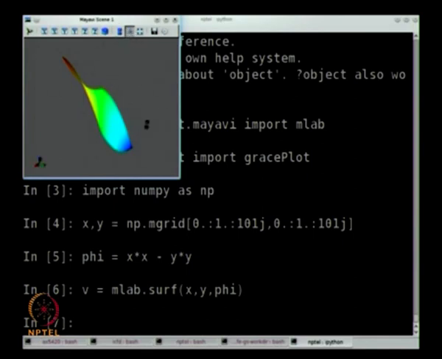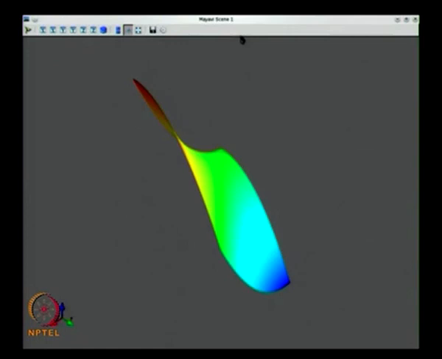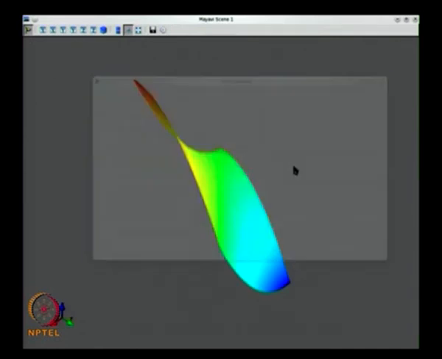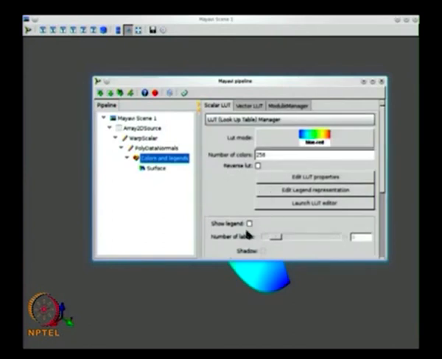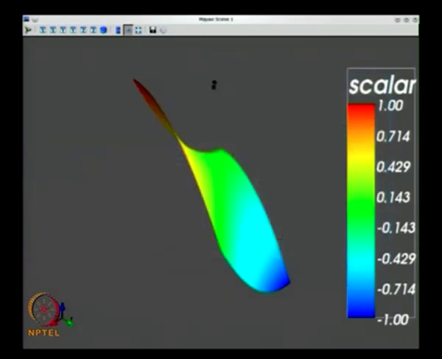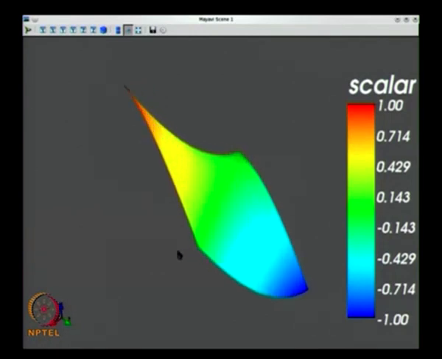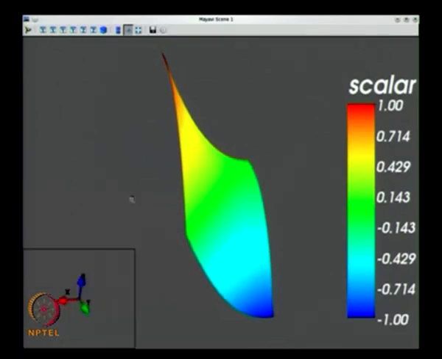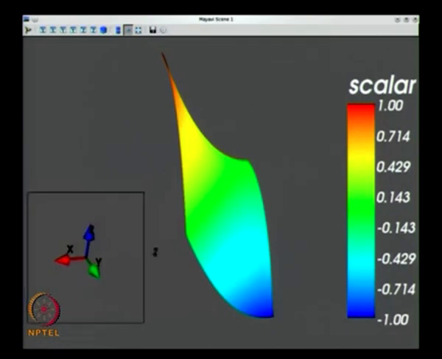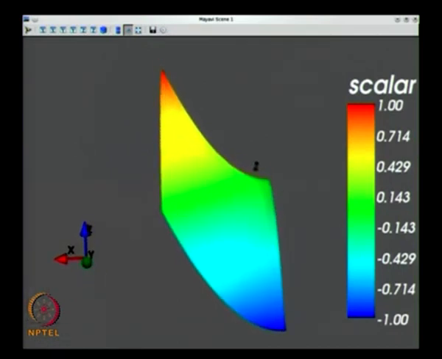Now one of the things that I like about Mayavi is that you can interact with it. Let me maximize it. I'm going to add a legend to it, so that we can see what it is. So it goes from -1 to +1, and the coordinate system is at the bottom left hand corner. If you can't see the coordinate system, I'll make that larger. The coordinate system is at the bottom left hand corner, right?